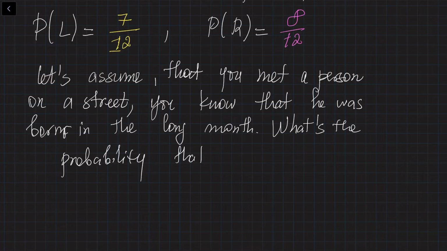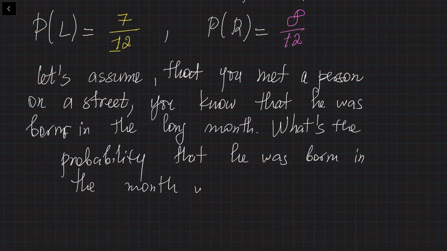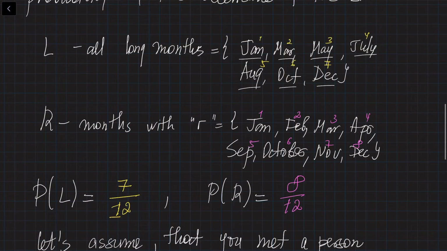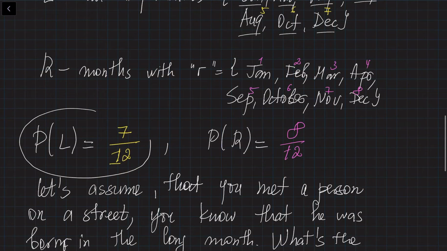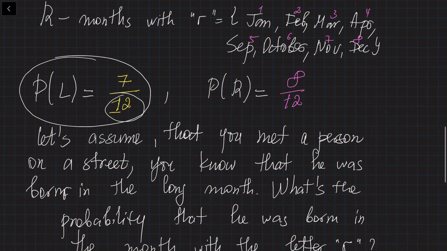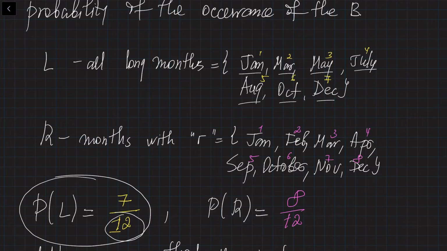that he was born in the months with the letter R. So in order to do this, what we have to do is, we are not going to now. So now our sample space. So before, when you met a person randomly, the sample space contained 12 months, right? So you don't know this person, and he might be born in one of the 12 months. Now, you know that this person was born in the long months. It means that the sample space contains only 7 months, right? So 7, one of the long months.